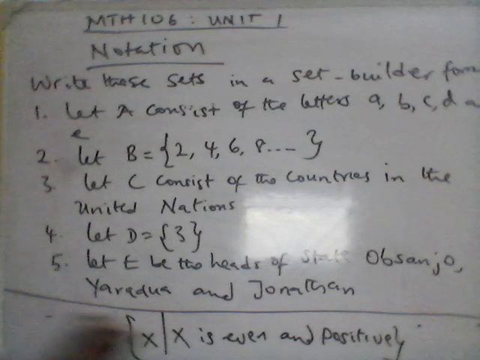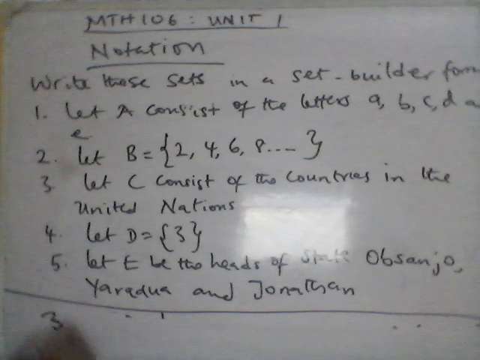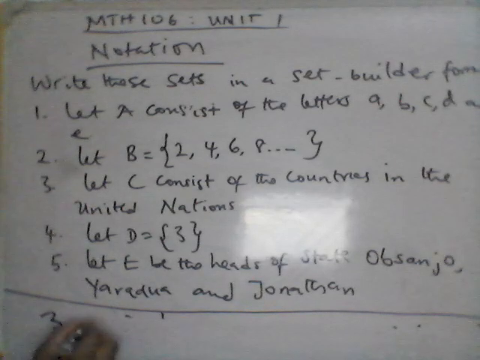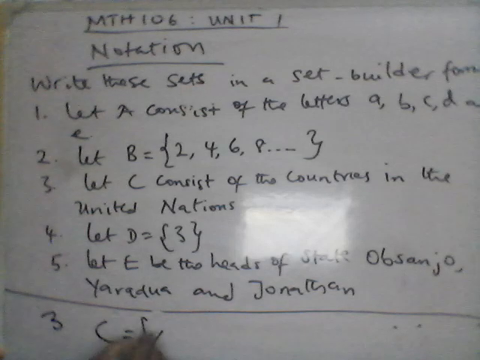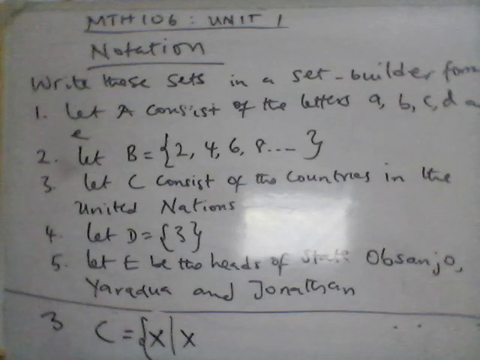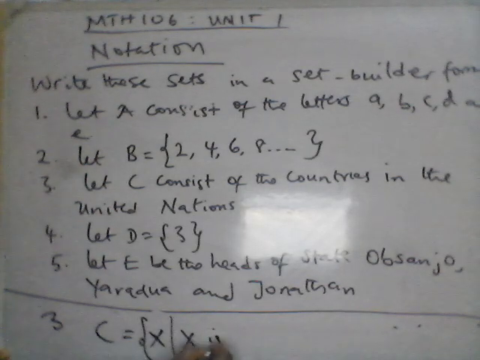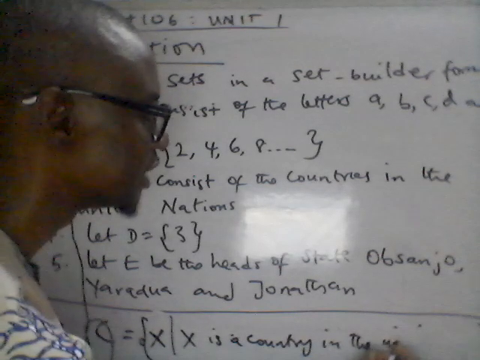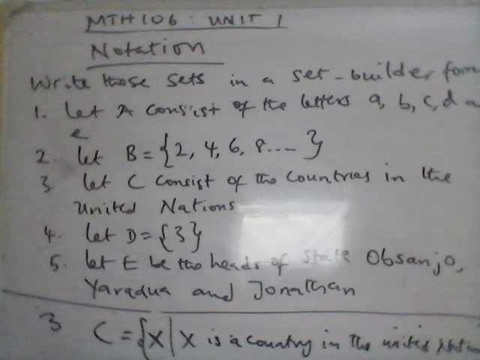Okay, so number 3 in set builder form is also very easy. It said let C consist of countries in the United Nations. So I'll come and say C is a set that contains element X such that X is a country in the United Nations. Very easy.